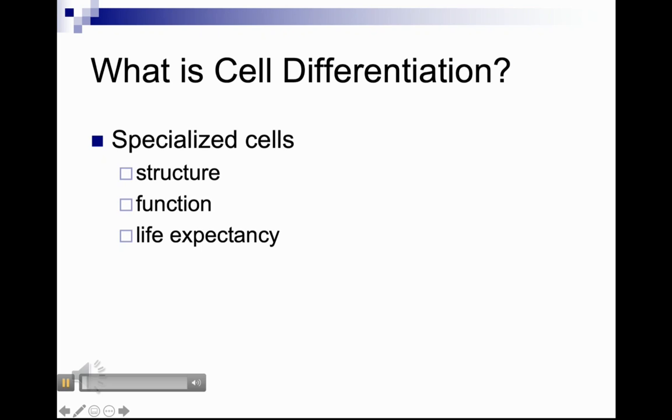What is cell differentiation? Specialized cells have a special structure, function, and life expectancy. They have a specialized look, structure, a specialized function, and life expectancy. Benign cells have that. Malignant cells lose the normal look or structure. They don't function like normal cells. And remember, malignant cells do not undergo apoptosis. Malignant cells have immortality.